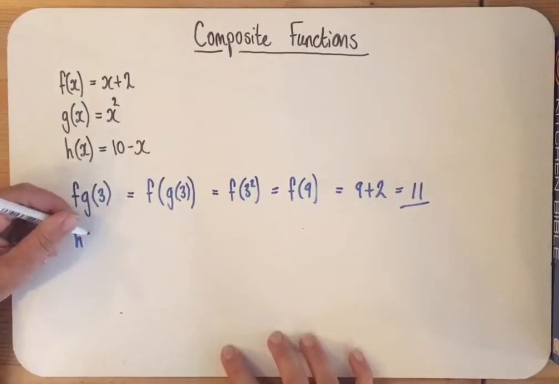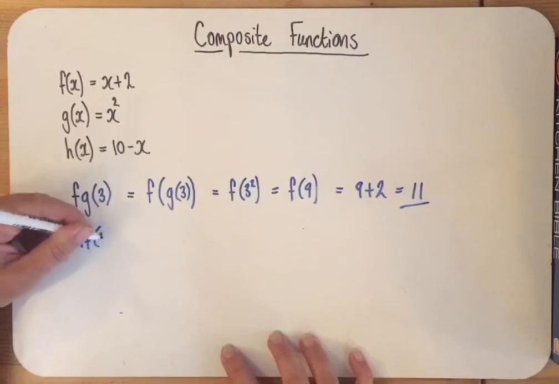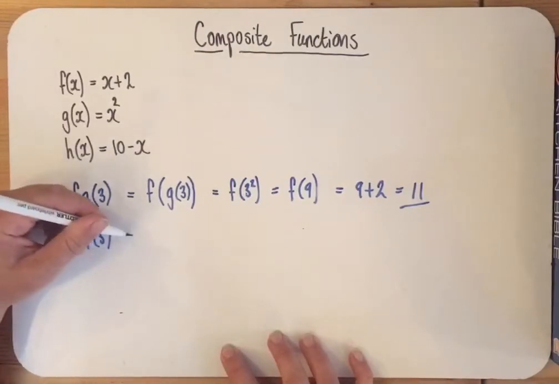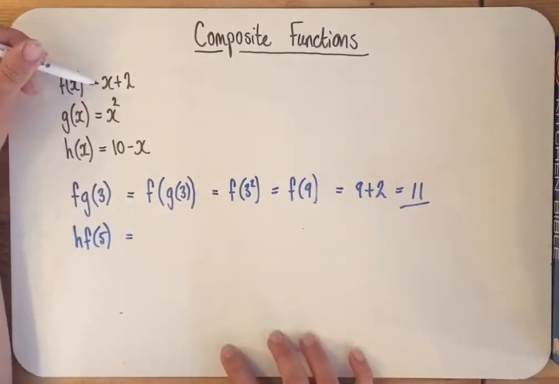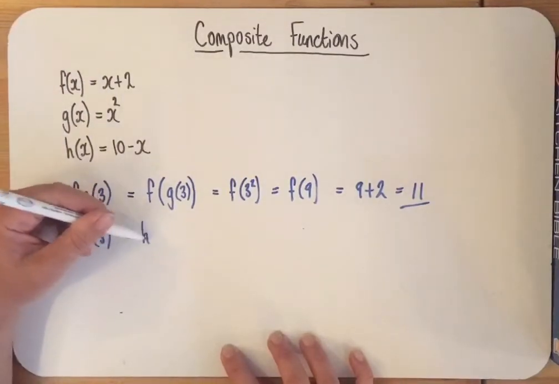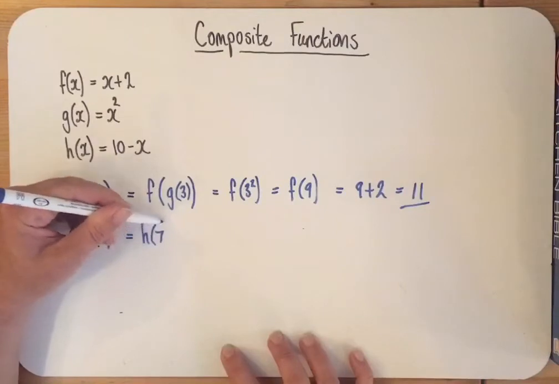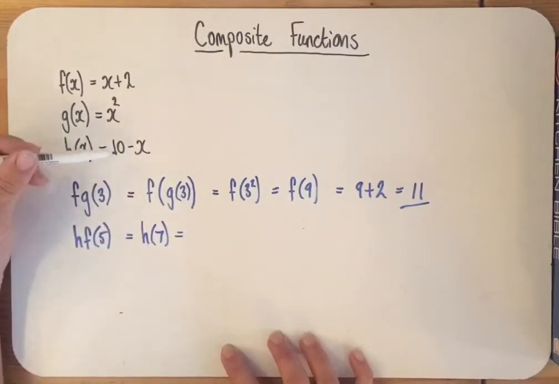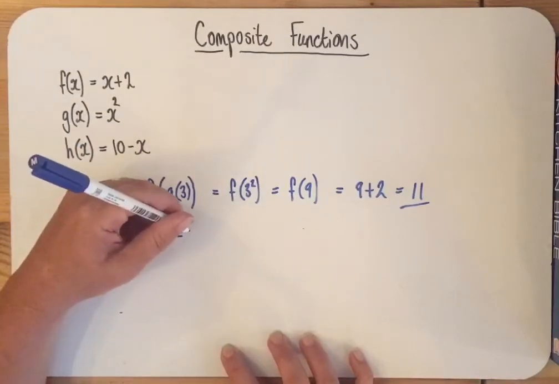I'll do a couple more. So if you've got hf of 5, the first thing you do is put 5 into f to get 7. So that's equal to h of 7. And if I put 7 into h, 10 minus 7 is 3.